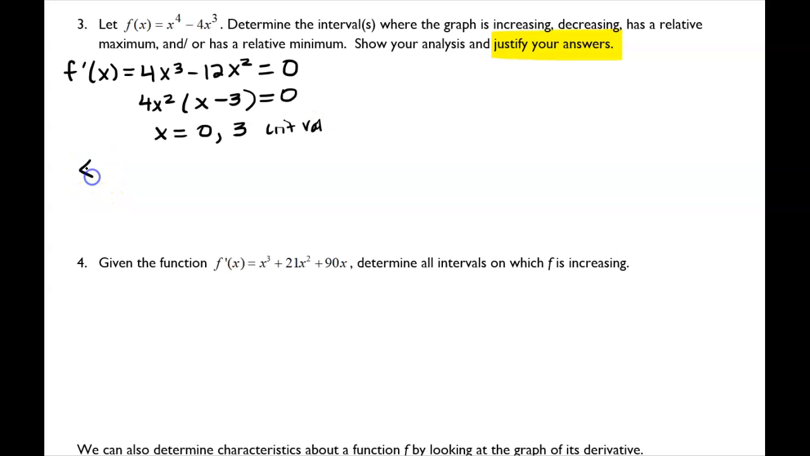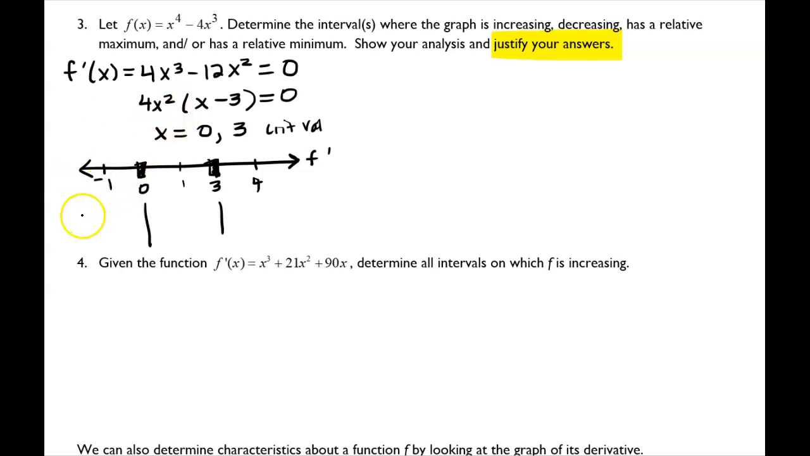Now I make my sign chart for f prime. 0 and 3. Pick some test points, -1, 1, 4. You can choose whatever you want in that interval. Just make sure it's actually on that interval.